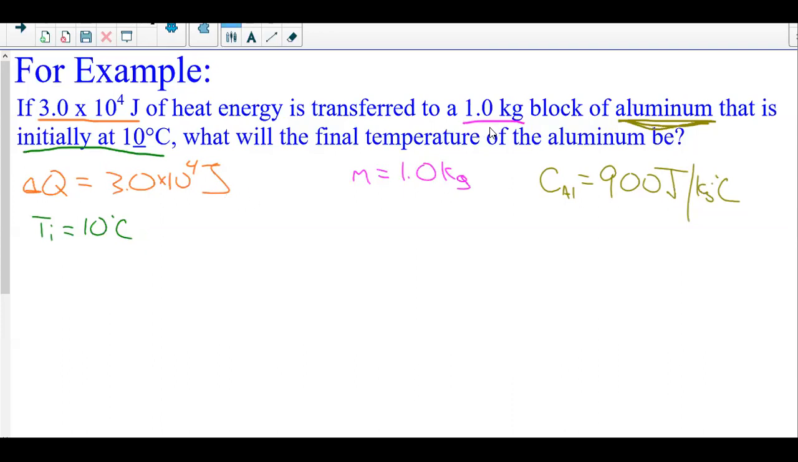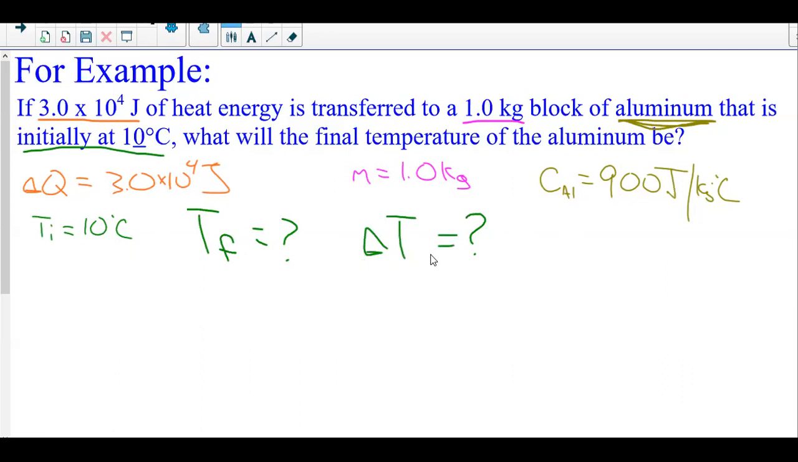Our mass is 1 kilogram, so it's a nice simple number. Aluminum, so you'd have to go look at your chart. Aluminum should be 900 joules, so 9.0 times 10 to the 2 is what's on your chart. So that's 900 joules per kilogram degrees Celsius. And we know what our initial temperature is. We don't know what the final temperature is. So our initial temperature is 10 degrees Celsius. Since we don't know our final temperature, we also don't know our change in temperature.